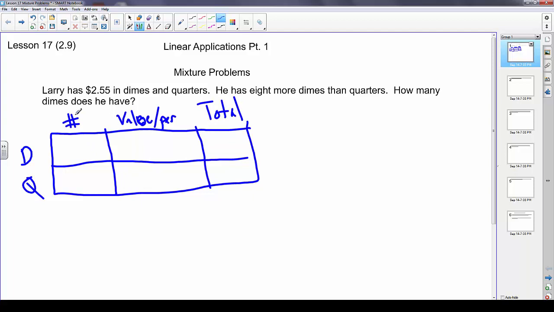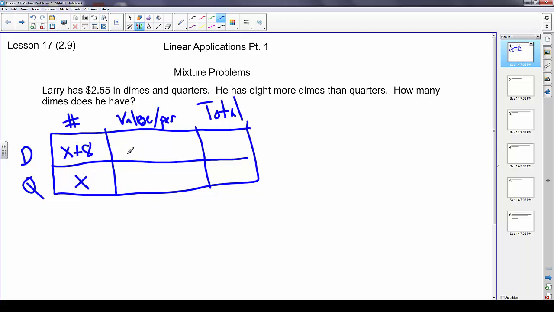So in this case, it says I've got 255 in dimes and quarters, and I have 8 more dimes than quarters. Well, let's start here with the number of dimes and quarters that I have. I don't know anything about the quarters. I'm going to call that my variable x, but I have 8 more dimes in that. So now what I've done is I filled in the box for the number of coins that I have.